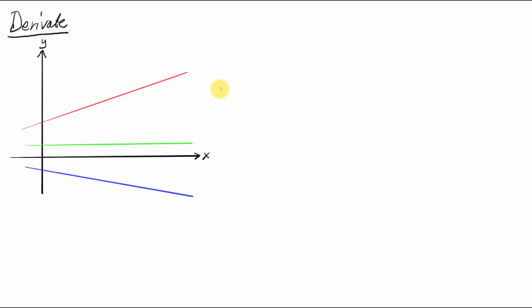We have previously talked about the slope of a straight line. If you have a straight line, you can write it like this. And here A is the slope. So for this curve, the slope is greater than 0. Here the slope is equal to 0. And here is a negative slope.